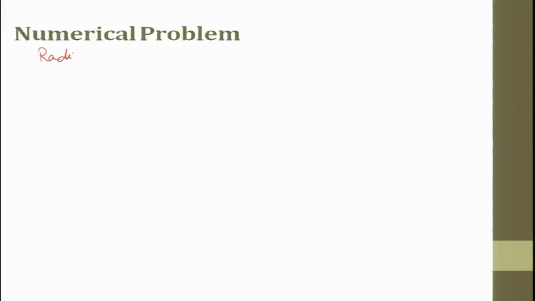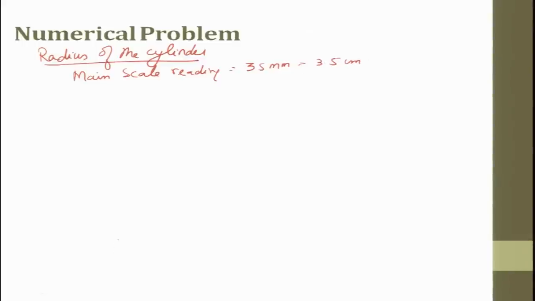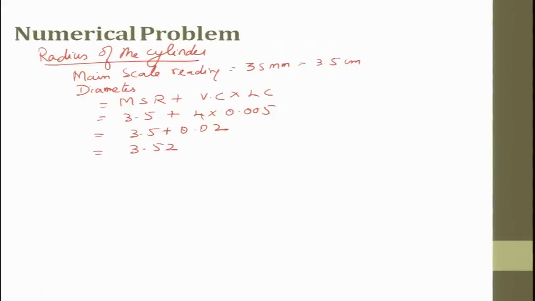Now, the radius of the cylinder. Here, the main scale reading is equal to 35 millimeter, which is 3.5 centimeter, because I am trying to make it a uniform standard. So, the diameter is equal to main scale reading plus vernier coincidence into least count. This is 3.5 plus 4 into 0.005, so 3.5 plus 0.02. So, this is 3.52 centimeter.